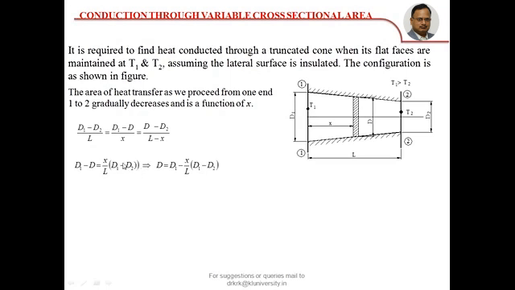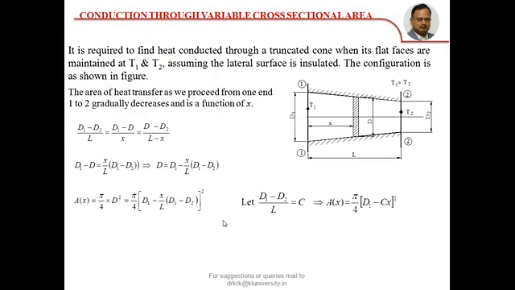Hence d is equal to d1 minus x by L into d1 minus d2. Now the area of the elemental strip at a distance x is pi by 4 d square, where d is d1 minus x by L into d1 minus d2, whole square. x is variable, whereas d1, d2, L are all constants. So area as a function of x, we have obtained it as pi by 4 (d1 minus x by L into d1 minus d2) whole square.